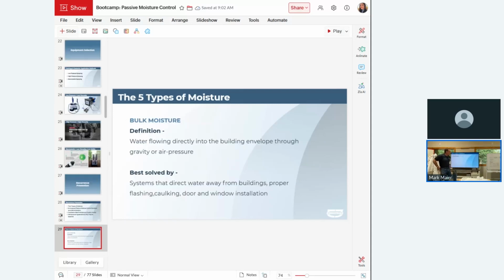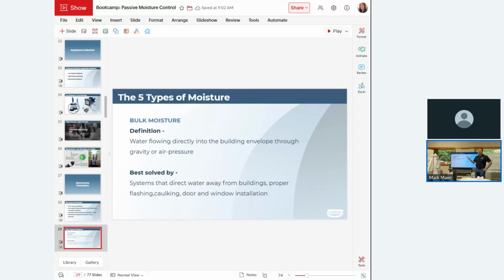All right, the first one is bulk moisture. I'm going to flip over here for a second. So let's talk about what bulk moisture is by definition. Bulk moisture is water flowing directly into the building envelope through gravity or air pressure.